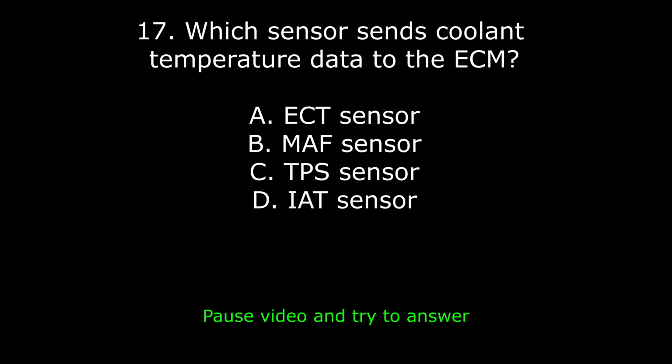37. What is the likely cause of slow cranking when hot? A. Weak battery. B. High resistance starter circuit. C. Bad neutral safety switch. D. Faulty alternator. Answer: B. High resistance starter circuit. Explanation: heat increases resistance. Corroded cables or weak connections cause voltage drop.